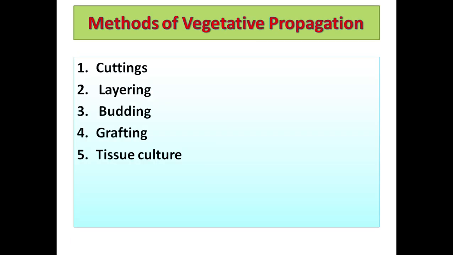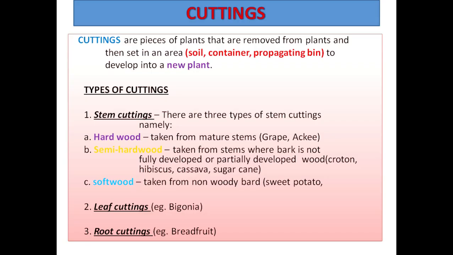So of the methods of vegetative propagation, we have five of them. One, cuttings. Two, layering. Three, budding. Four, grafting. Five, tissue culture. I'll explain all of them and give you definitions. Cuttings are pieces of plants that are removed from plants and then set in an area. Those areas could be your soil, your container, or your propagating bin, to develop into a new plant. So you remove them and put them in an area to grow shoots and roots. Alright? So we have different types of cuttings.